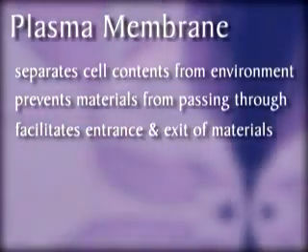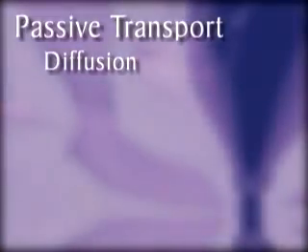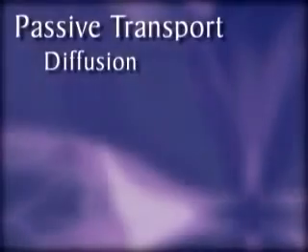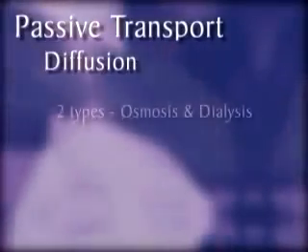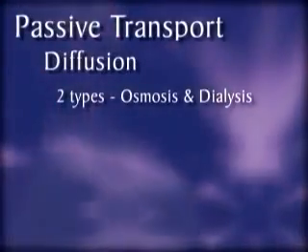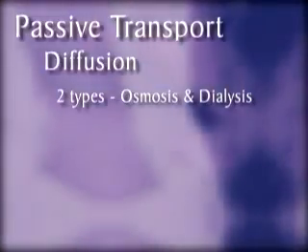Materials may move through membranes passively or actively. In this video segment, passive transport, which uses Brownian movement, was introduced. Passive transport includes diffusion, defined as the movement of materials from a region of high concentration to low concentration. Two specific forms of diffusion are osmosis and dialysis. These processes are essential to the survival of the cell.